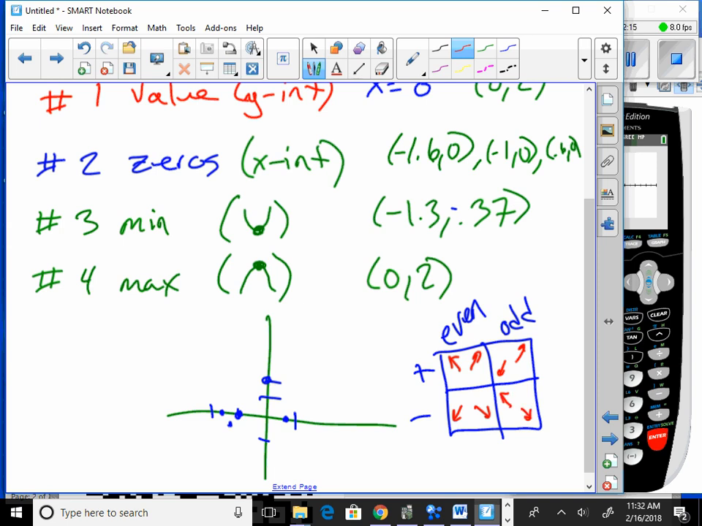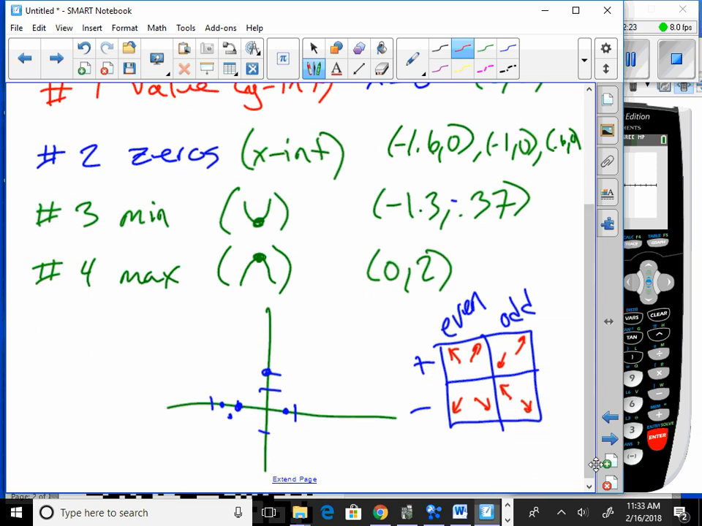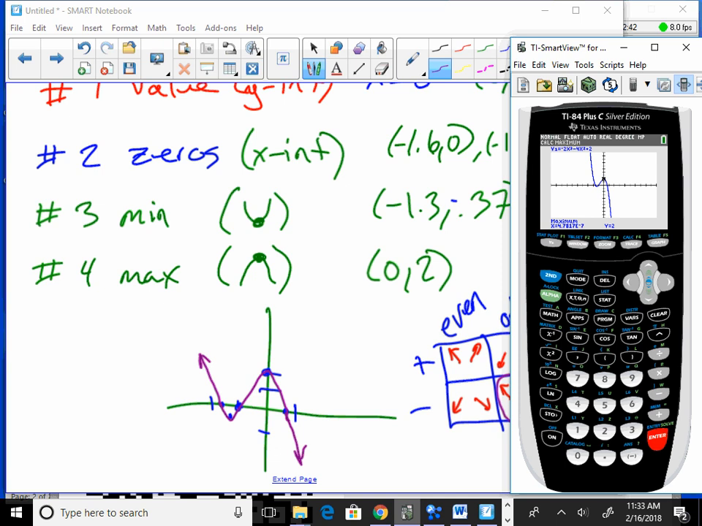So looking at my equation, the highest power was odd and the leading coefficient was negative. So odd and negative would let me know that I would expect to see the end behavior looking like that. So then my left end of the graph would go up, my right end of the graph would be going down, and then I connect through those points that I already had graphed. And then you can see that that matches pretty well with what the calculator showed.